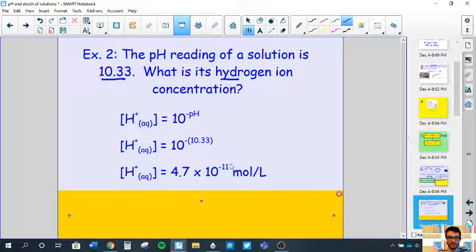This is a very small number. That 10 to the negative 11 means there are 10 zeros to the left of the 4 followed by a decimal. It's a really small number.